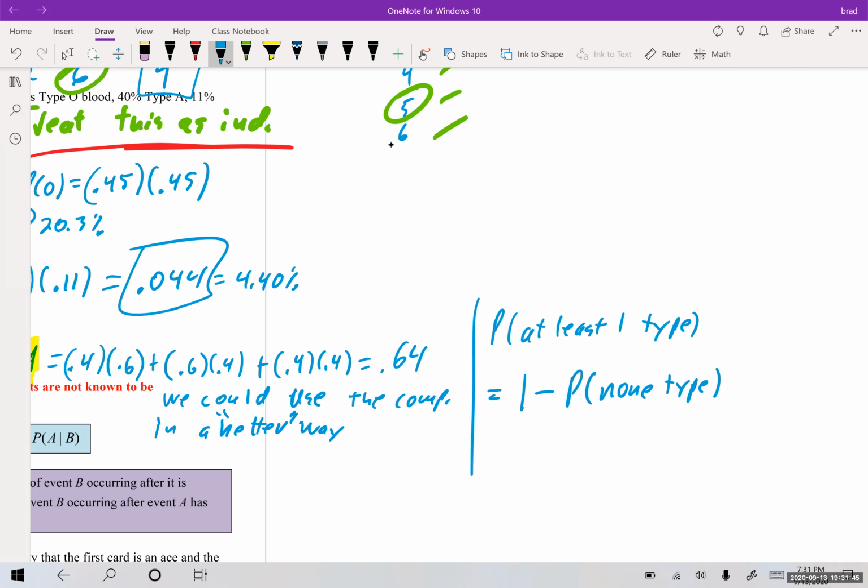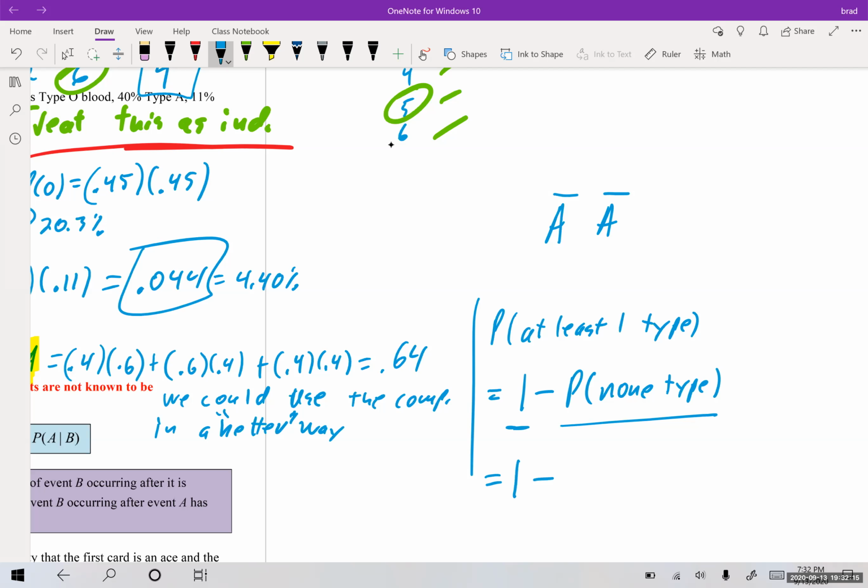Okay, now remember, this is basically saying the complement of that, right? Because think about this. This would be none. The first draw would be none, and the next draw would be none, right? So we have two situations where neither person was type A. Well, everything else besides this one situation had at least one. So by doing 1 minus this, whatever I get will be the leftovers.